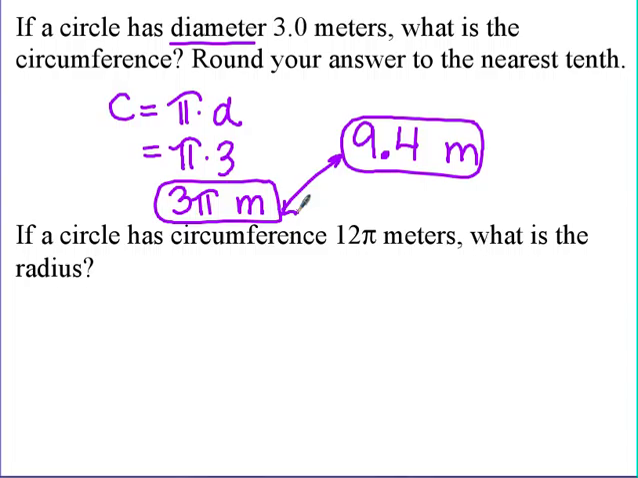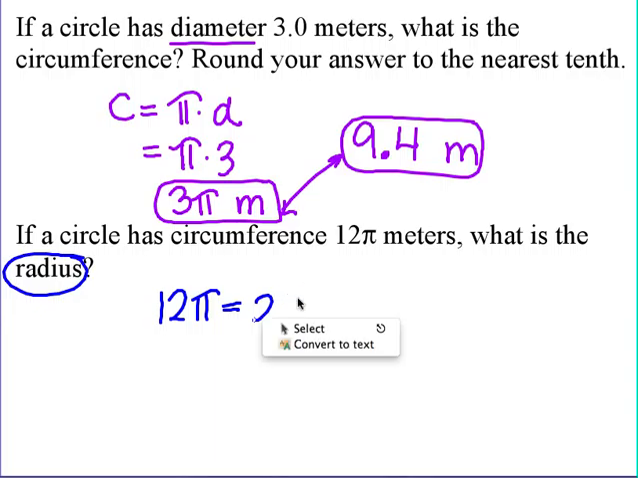If a circle has circumference 12 pi meters, what is the radius? So circumference 12 pi equals, in this case I want to know the radius, right? So what formula am I going to use? 2 pi r. Very good. Oh, I'm having a heck of a time with these pens. There we go. So then now, how do you solve that for r?